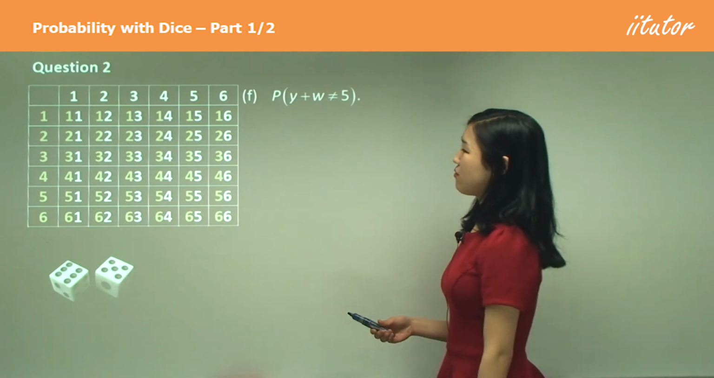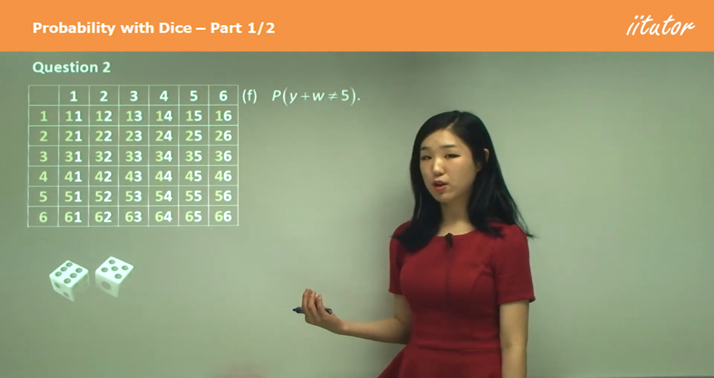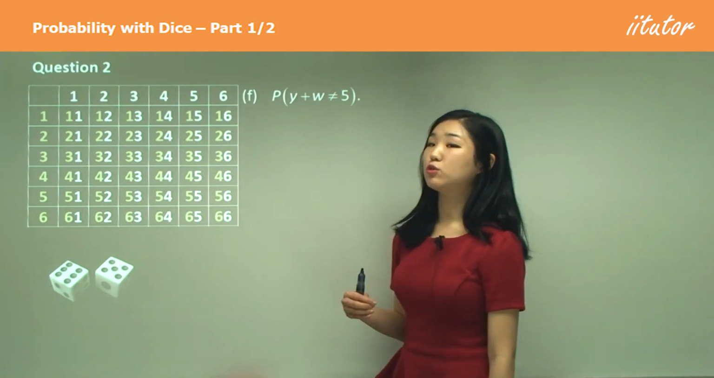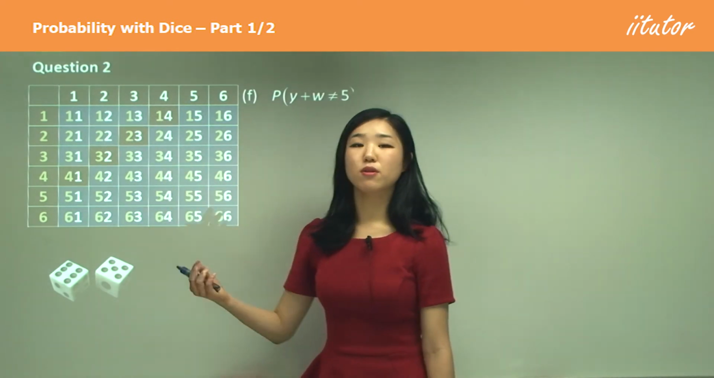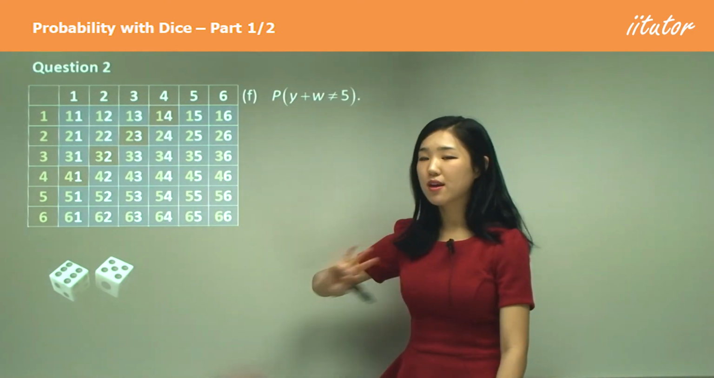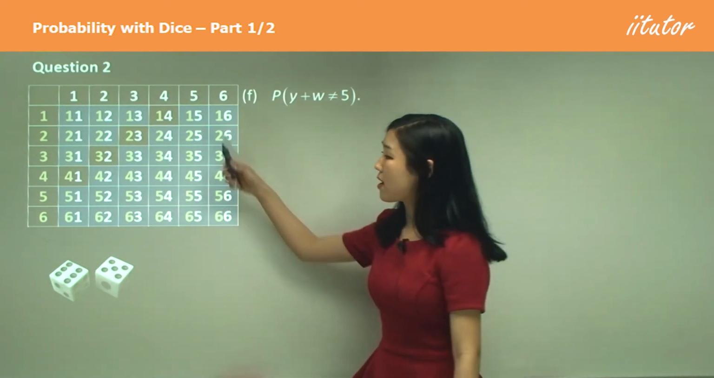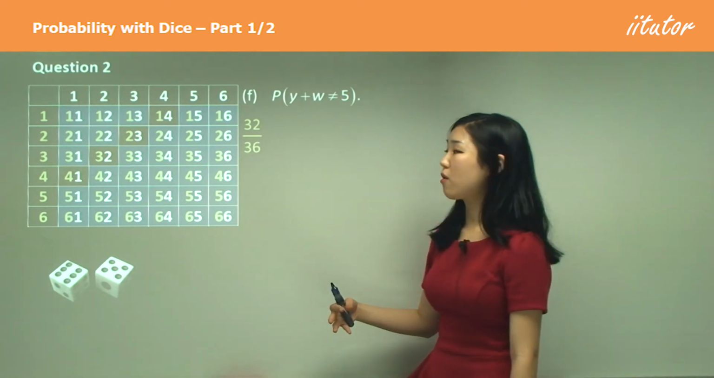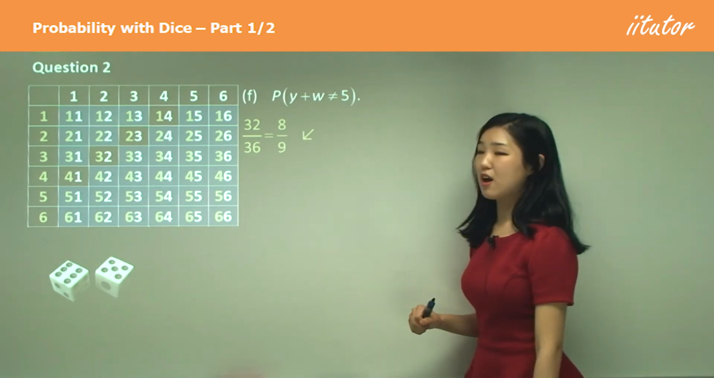F, I want to find the probability that when I add yellow and white, it's not equal to 5. So I must pick out the numbers that are not equal to 5. These 4 outcomes, 1 and 4, and 2 and 3, add up to 5. So I'm going to exclude those, and the rest of them, which is 36 minus the 4, so it's 32 out of 36, is the probability that it's not equal to 5. So it's simplified to 8 on 9.